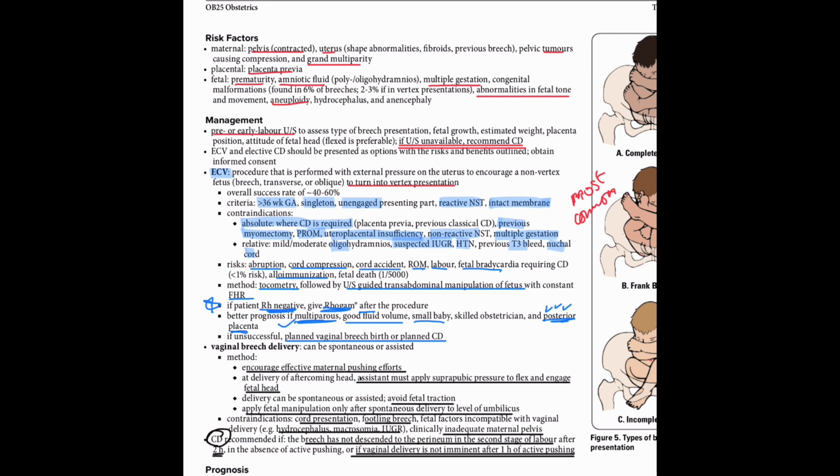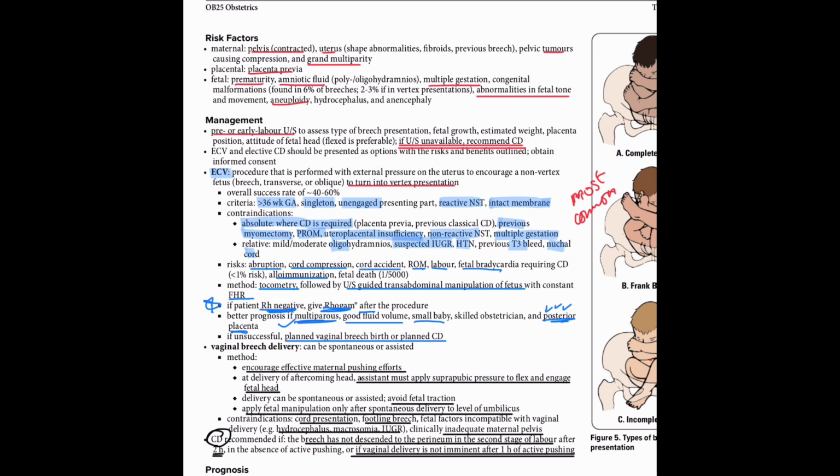External cephalic version and elective cesarean delivery should be presented as options with the risks and benefits outlined. We will offer them external cephalic version and elective cesarean delivery, that you can also go electively for cesarean delivery, because if we are going to go for emergent cesarean delivery after the trial of vaginal delivery, there would be chances of increased complications. So we can offer them elective cesarean delivery also, and external cephalic version.